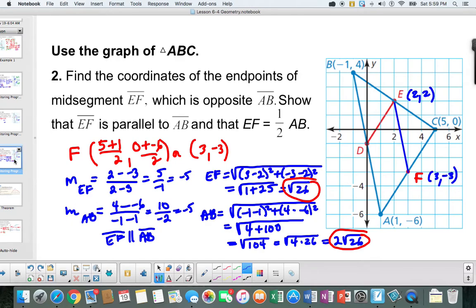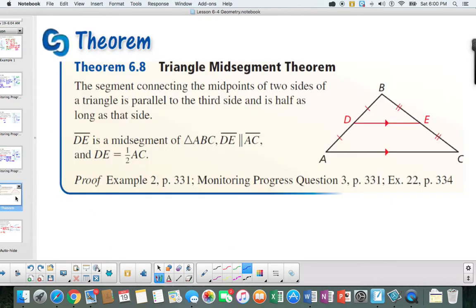And here are the answers, and it is happening again. We're getting this parallel to this, and we're getting that this distance is √26, and this distance is 2 √26, so this is twice as big. Now this gives us the idea for the triangle midsegment theorem, which says that when you have a midsegment right here, which joins the midpoints, it's going to be parallel to the third side, and it's going to be 1/2 of the third side.